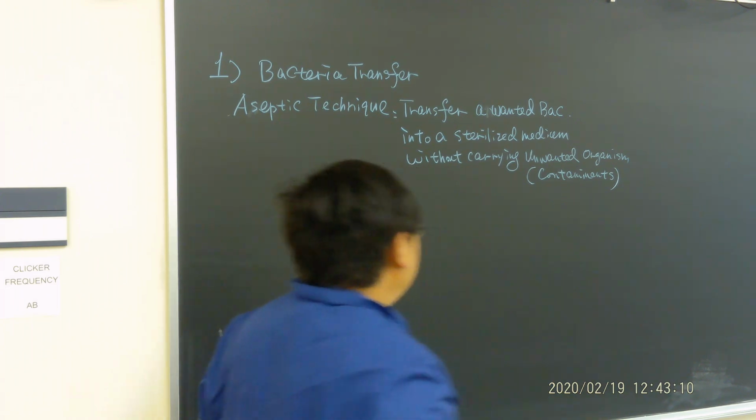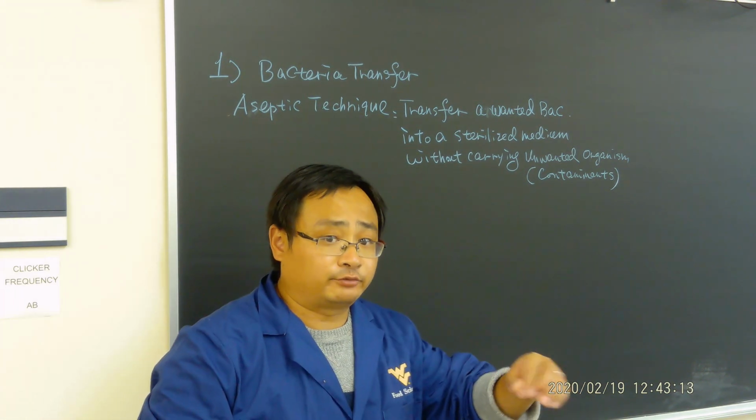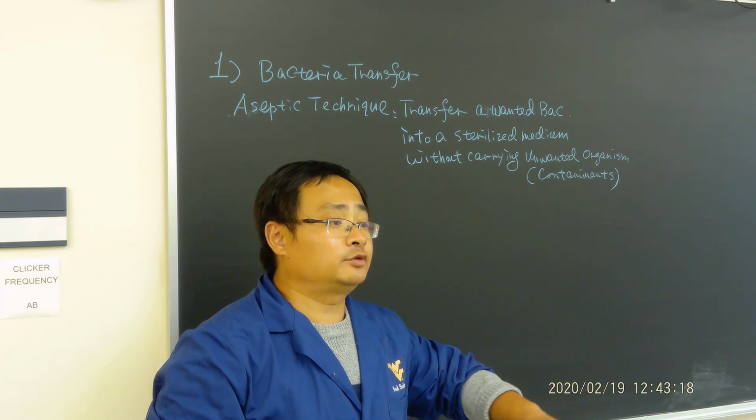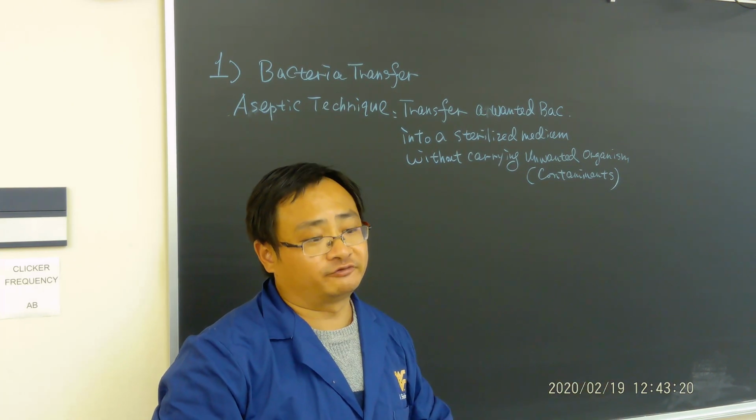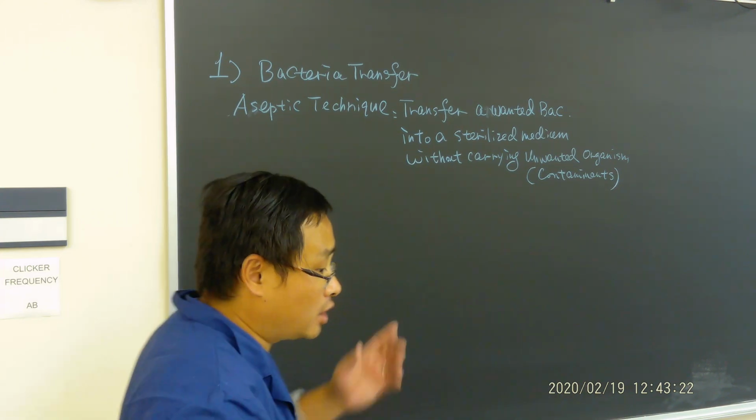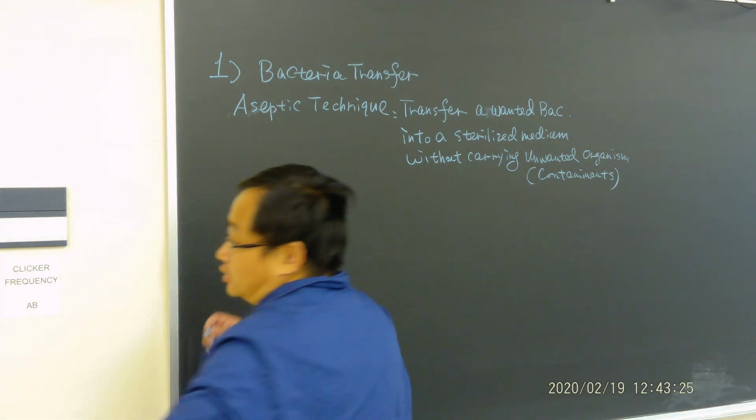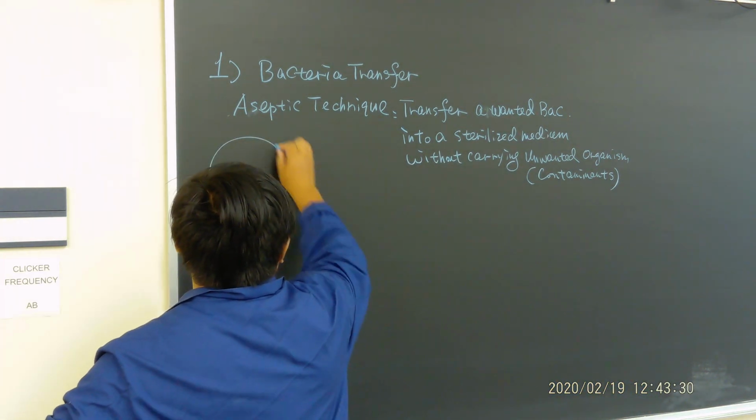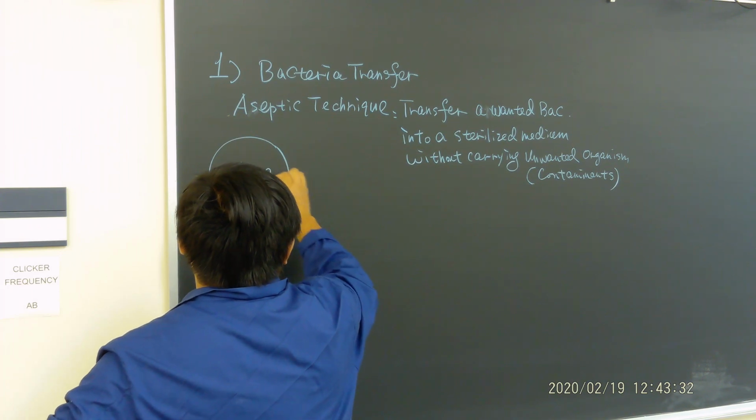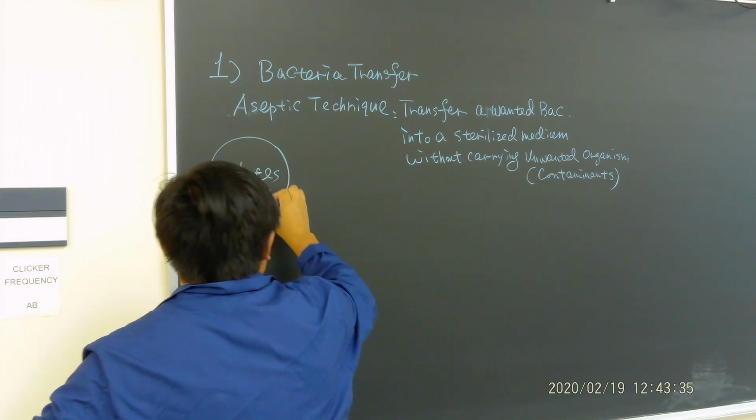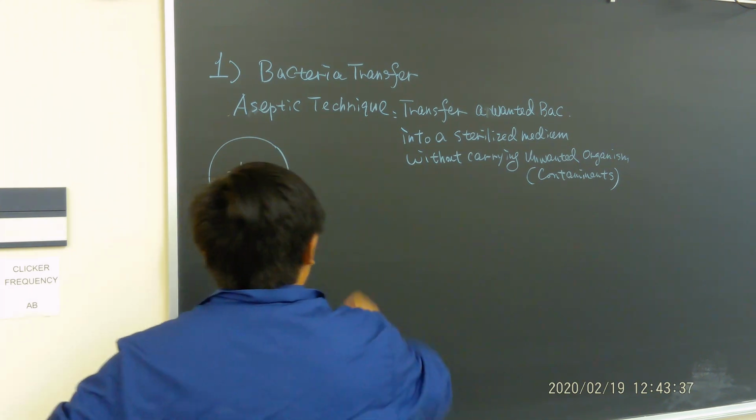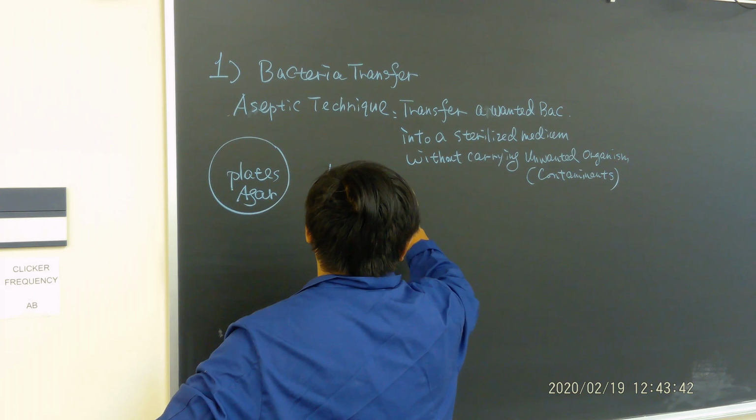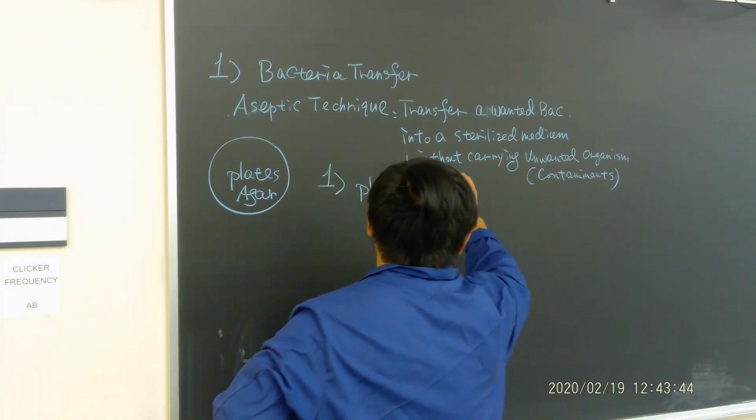Okay, so that means basically your loop has to be flamed. Make sure it becomes red, and then you have to reflame it between each of the actions, each of the transfers. So what we're going to do today, everybody will see there is a plate in front of you, and there are other plates in front of you. So we're going to do 3 transfers. Number 1, we will transfer from the plate to a broth solution.